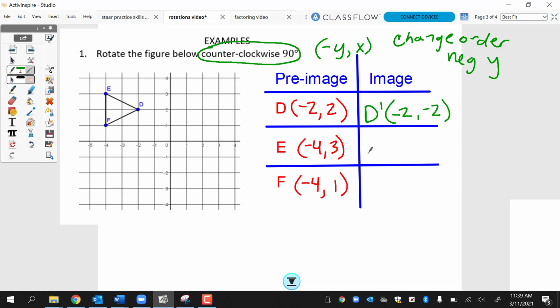Let's do it again. So I changed the order for E. Now this is E prime. Change the order. So now 3 comma negative 4. And the 3, I now need to make it negative 3.